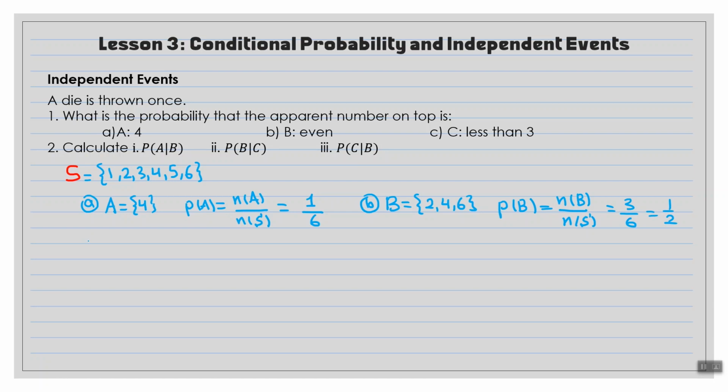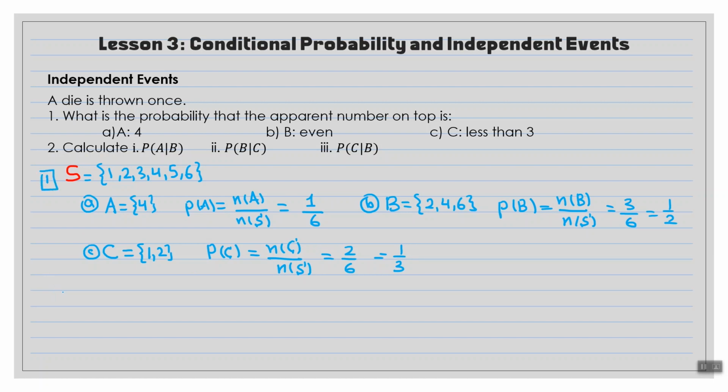In part C, event C was a number less than 3. So numbers less than 3 from the sample space are 1 and 2. The probability of C is equal to the number of the elements inside of C over the number of elements inside of S, which is going to be 2 out of 6, after cancelling, which is 1 over 3. So the first part is quite straightforward, nothing hard there.